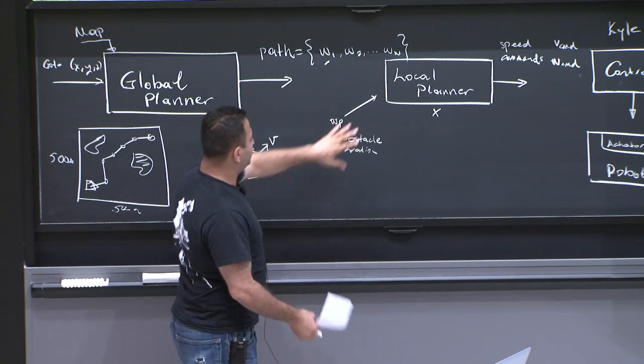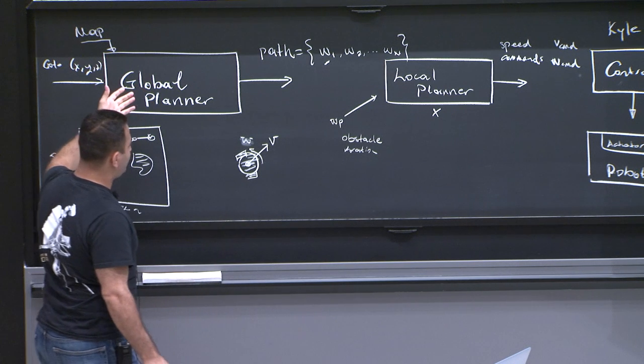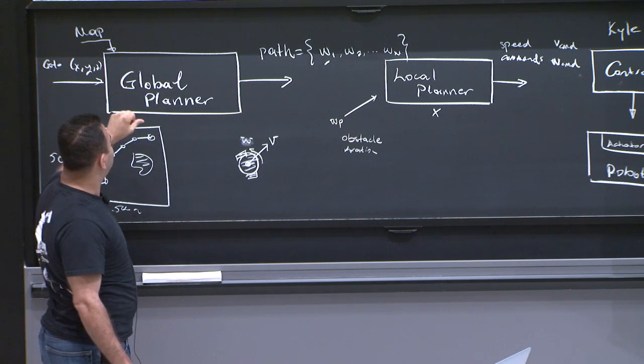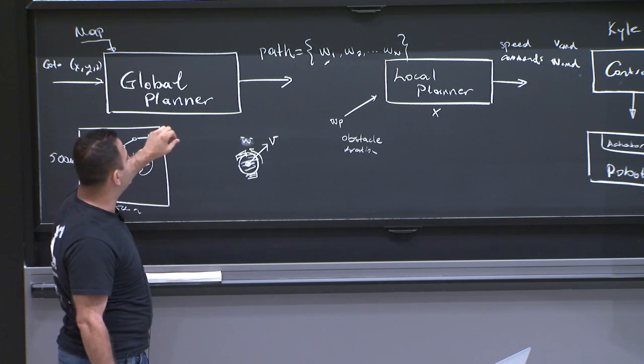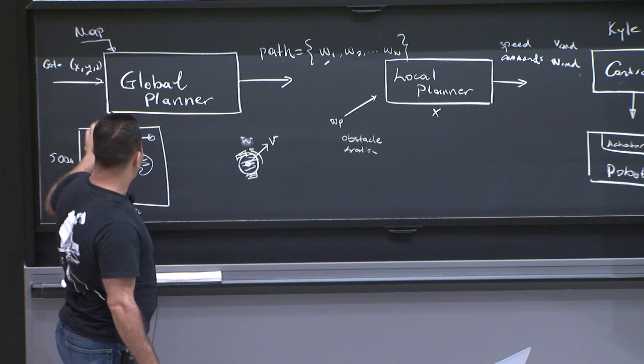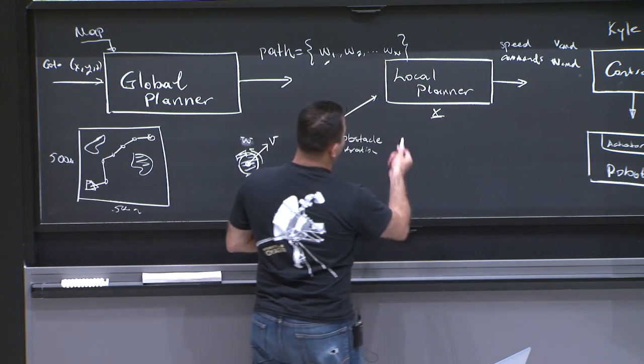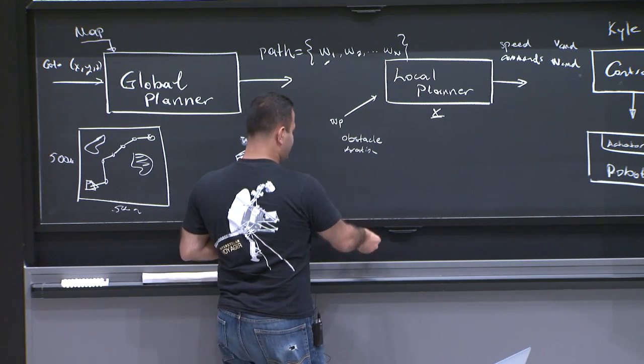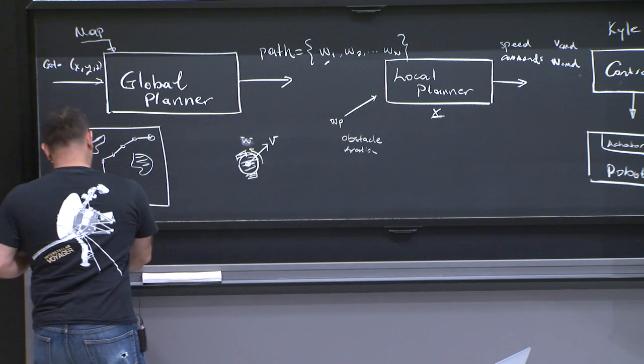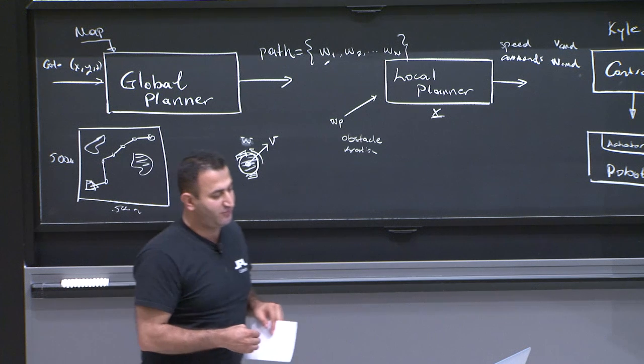Then once we learn this, we will have another block that I'm going to teach tomorrow, where we will use some search algorithm to generate high-level paths. So for now, I'm going to talk about the local planner, and we use a specific method: the artificial potential field method.